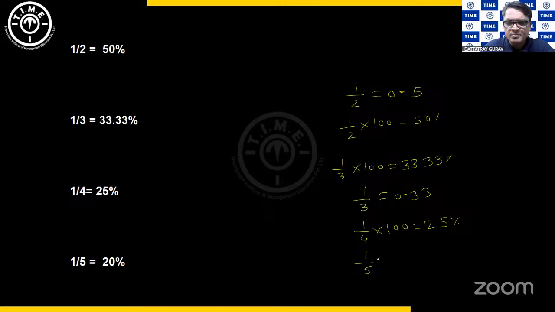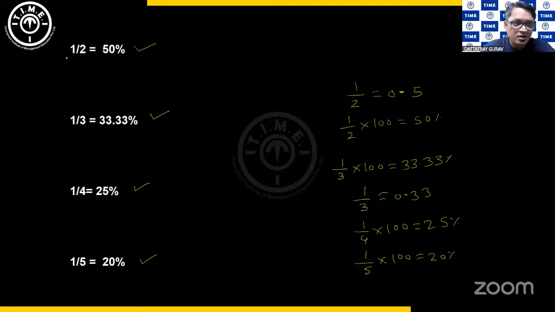If I consider 1 by 5 and multiply by 100 again, it becomes 20%. So these numbers can be calculated. My suggestion is to remember these numbers in advance. Make a table, remember these numbers. So 1 by 2 is 50% in terms of percent and not in decimal point. 1 by 2 multiplied by 100, I get 50%.